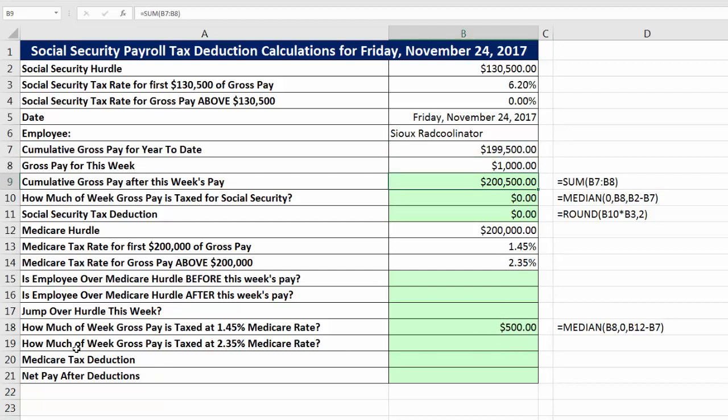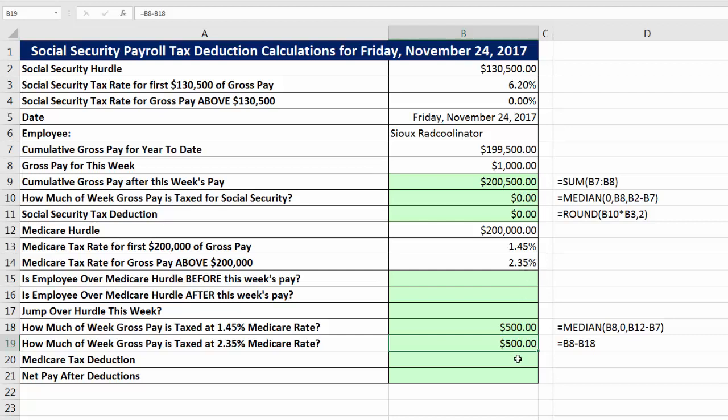Now the trick is, since we have 2 tax rates, how much of this week's gross pay is taxed at the other rate? Because we actually have to take these 2 amounts times each one of these tax rates. Well, that's no problem. We simply take the total gross pay for this paycheck minus our median calculation. And that will work every single time. Now, we have to take taxable amount under the hurdle times the first rate, taxable amount over the hurdle times the second tax rate, and then add them.